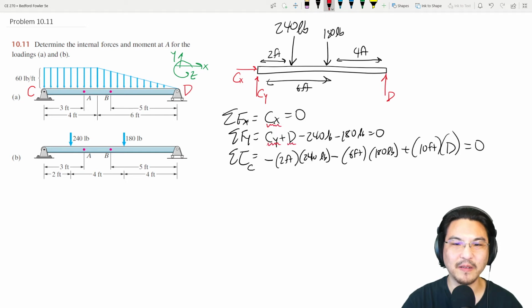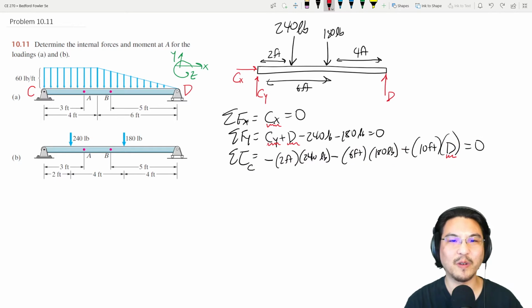Okay, so let me point out the unknowns. Here, here, here, here. Cx is 0. Solve this for D. Plug it in here. Then you got Cy. Okay, so at this point, we know all 3 reactions. So now, what do we want to do? We want to solve for the internal forces and moments at point A.